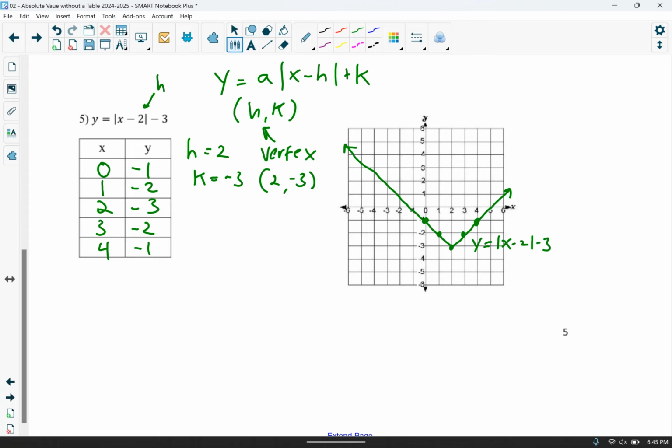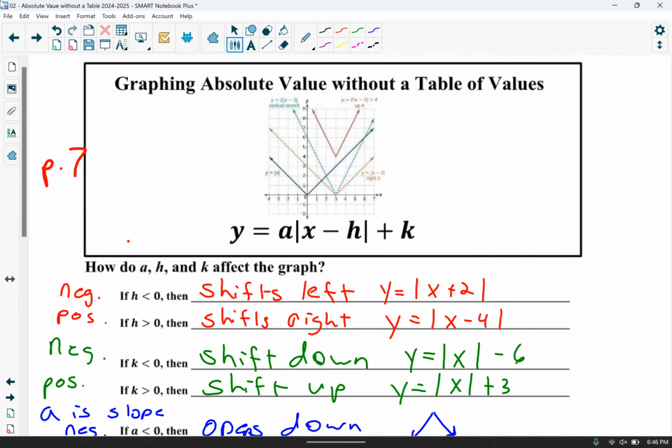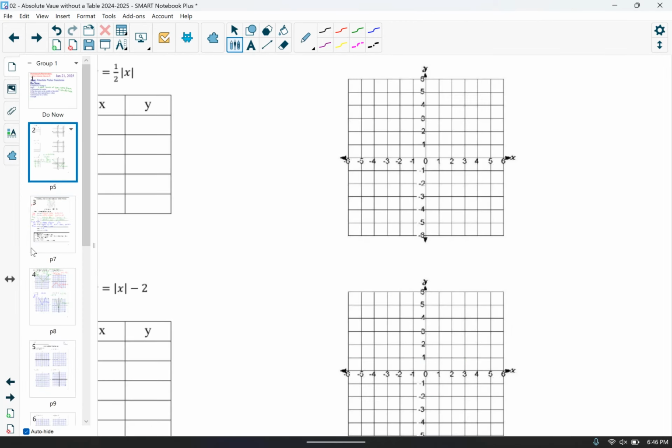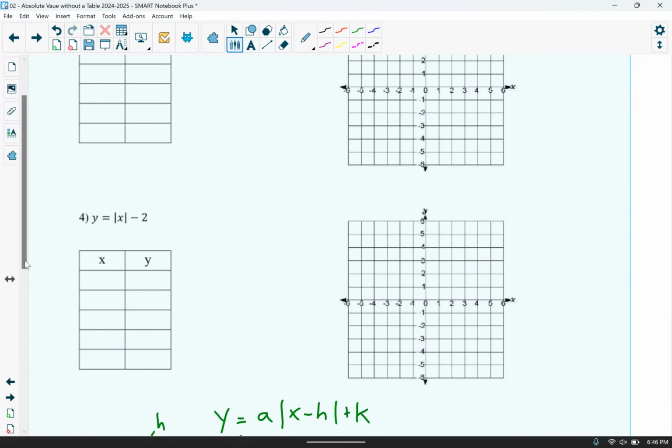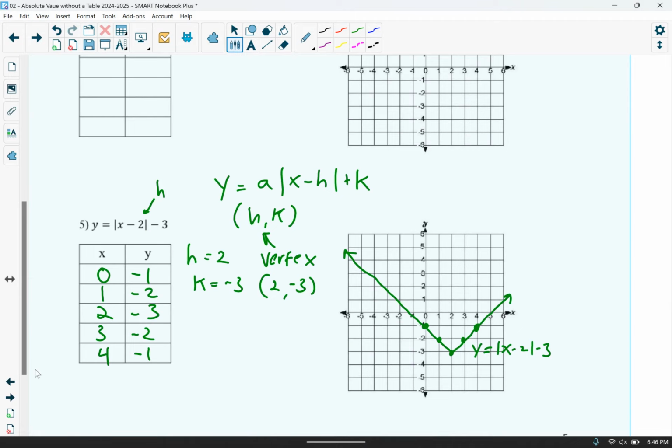Some of you might be thinking that's a pain, doing that table every time, setting it up, and you're right. It is a pain. That's why we are going to learn how to graph without using a table, just by looking at what we know in our absolute value formula of how h affects things, how k affects it, and what a does.